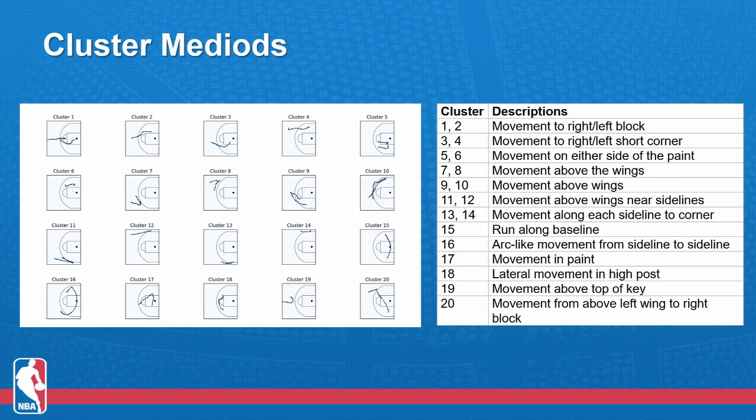We additionally found that there were 5 clusters that equally span both the left and right half of the court. For example, cluster 15 represents a movement that looks like a run along the baseline, and cluster 18 represents what looks like a lateral movement in the high post.